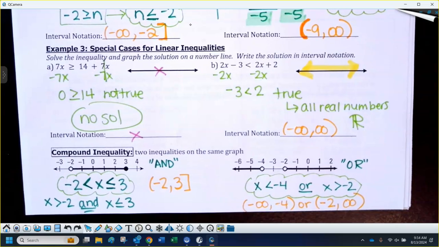Is anybody having a question about the AND and OR? We're going to do one of each on the back. Okay.